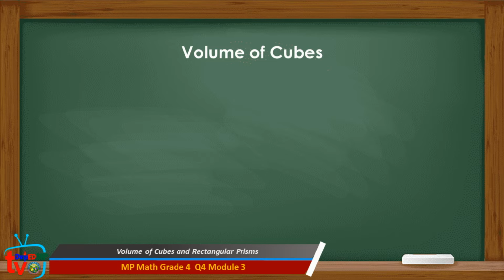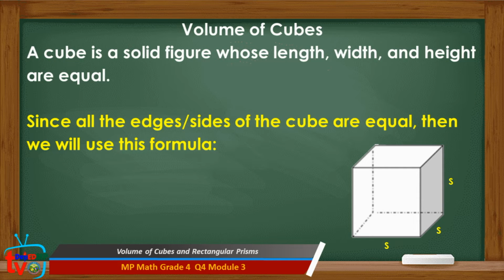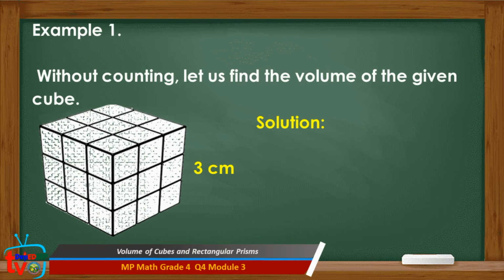Volume of cubes. A cube is a solid figure whose length, width, and height are equal. Since all the edges or sides of the cube are equal, then we will use this formula. Volume of a cube is equal to side times side times side, or volume of a cube is equal to S times S times S, or S cubed.